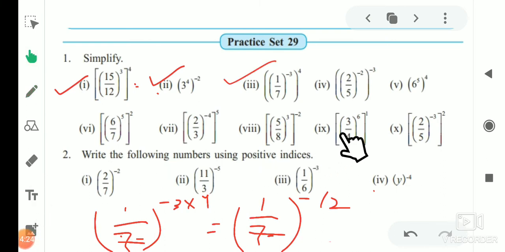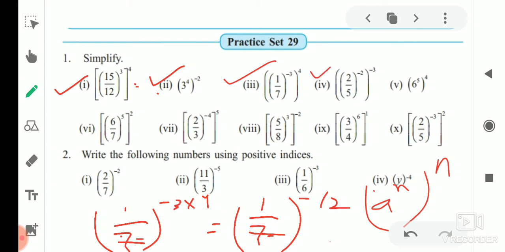The next question, (2 by 5) raised to power minus 2 raised to power minus 3, will give (2 by 5) raised to power minus 2 into minus 3, that will give (2 by 5) raised to power 6. Fifth question, 6 raised to power 5 raised to power 4. It will give 6 raised to power 5 into 4, so it will give 6 raised to power 20. Here note that we are taking the product of these powers because it is of the form a raised to power m raised to power n.